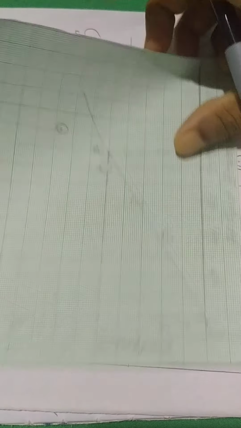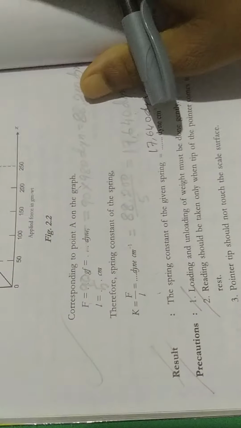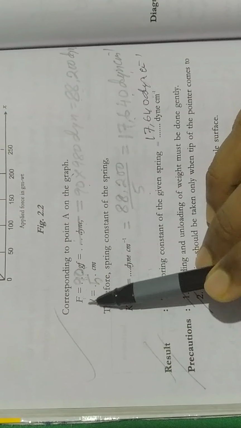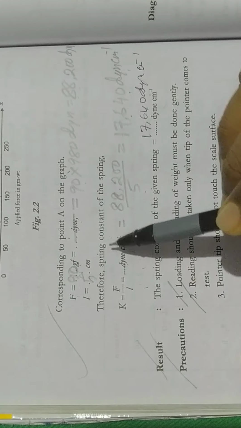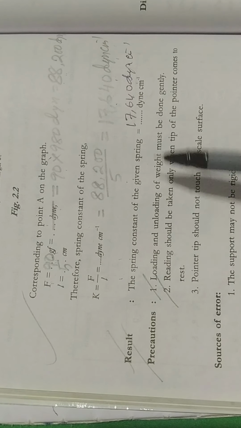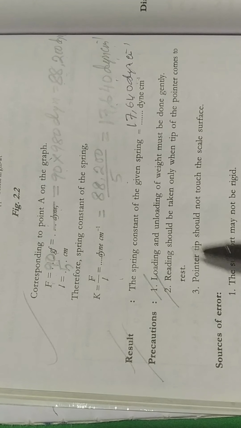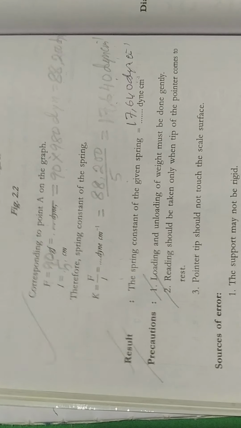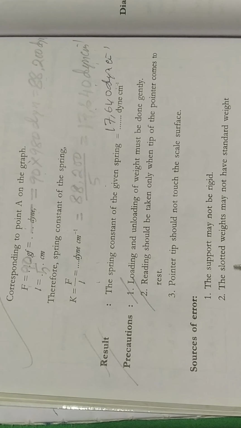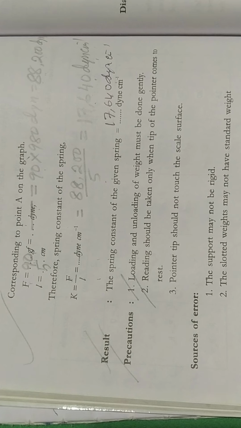Then afterwards you have to write this value corresponding to point A on the graph. So you write F equal to this, and then the result and precautions. Precautions: loading and unloading of the weights must be done gently. Also write the sources of error: the support may not be rigid, and the slotted weights may not be of standard weight. All this you have to write. Thank you.